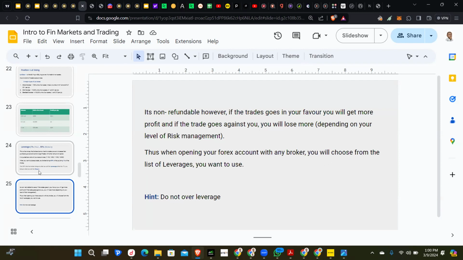When opening your Forex account with any broker, you choose from the list of leverage you want to use. I will still show you how to open an account with brokers, the brokers I use, and how you change your leverage. Above all, for now, don't over leverage. When we do risk management, you will be able to calculate which leverage to use based on your account size.